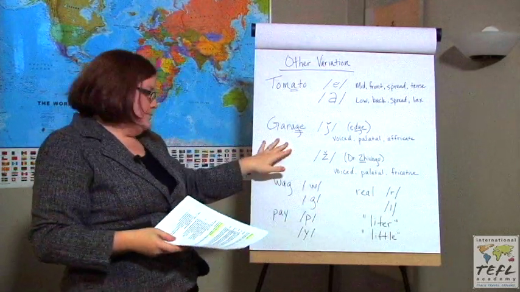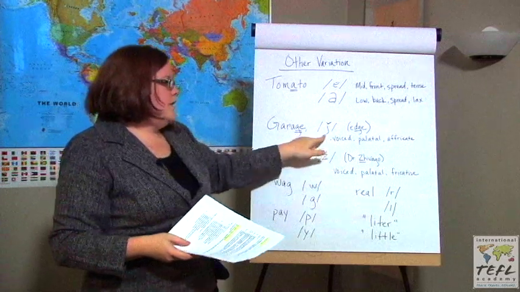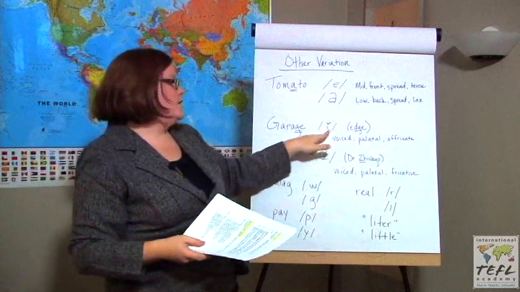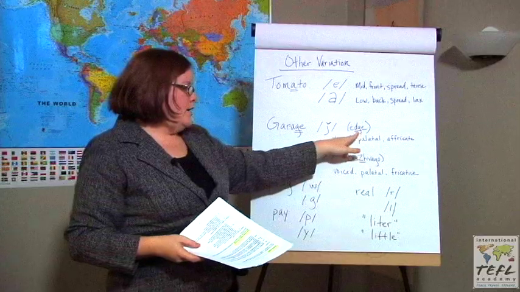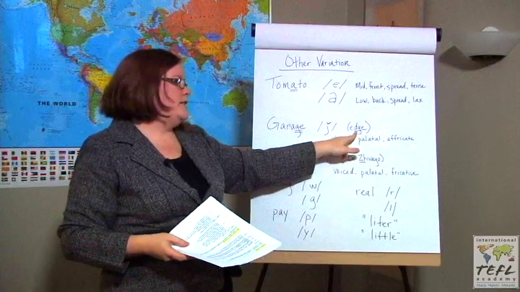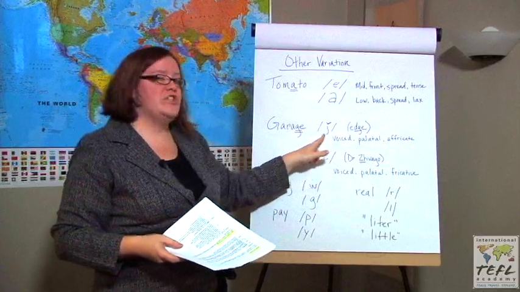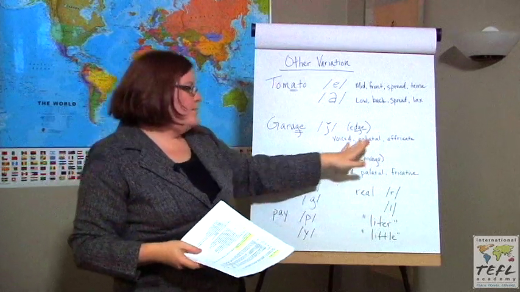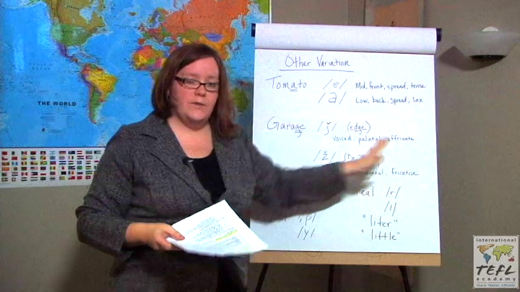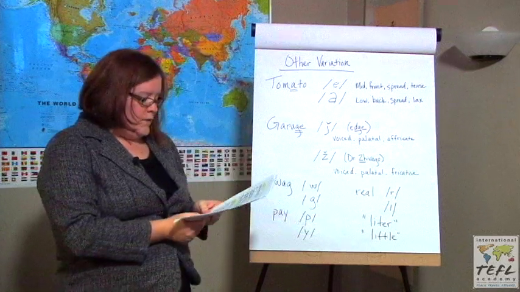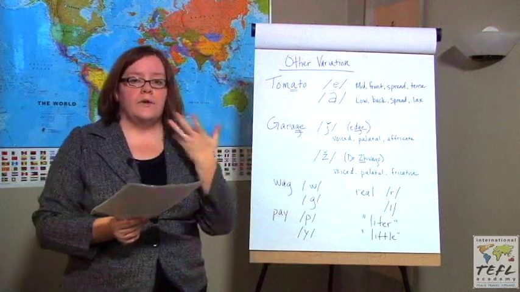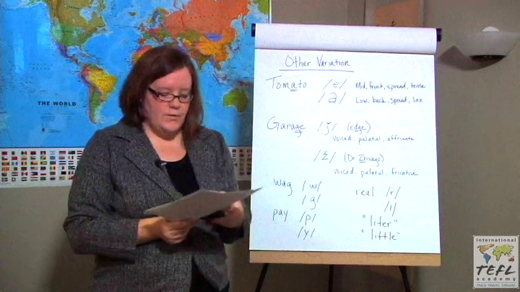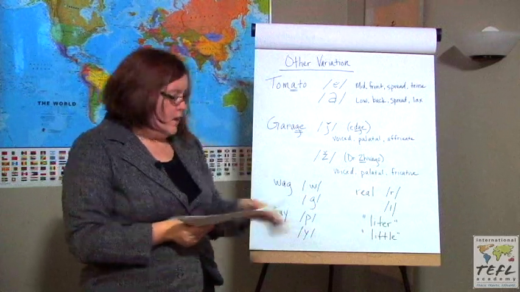So let's look at it. So first, garage. So the J symbol here symbolizes the J sound, the D and G together, garage. So this consonant is voiced, palatal, and affricate. Let's look at what each of those mean. So voiced means that your vocal cords are moving. You have to be moving your vocal cords to make the sound.